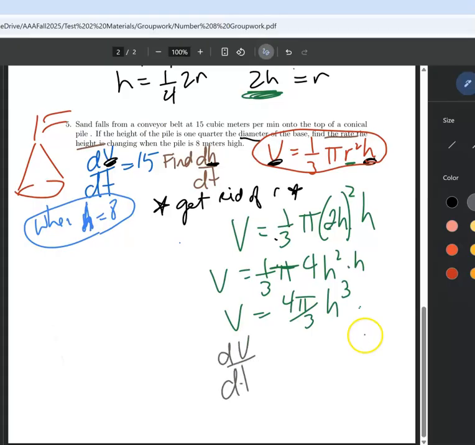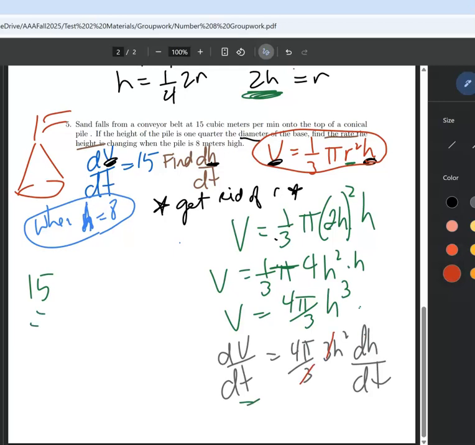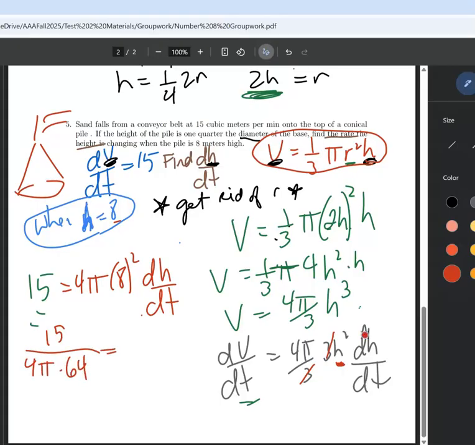So dV over dt, carry along this, 3h squared dH over dt. Okay, so I get to plug everything in. So let me bring it up here. 15, right? That's what that is. And I'm going to cancel the 3's. So equals 4 pi. And I've got h squared. Do I know what h is? I do. 8 squared. And then I'm multiplying by dH over dt. That's what I'm solving for, right? So I get 15 divided by 4 pi times 64. That's a fine answer, just like that.